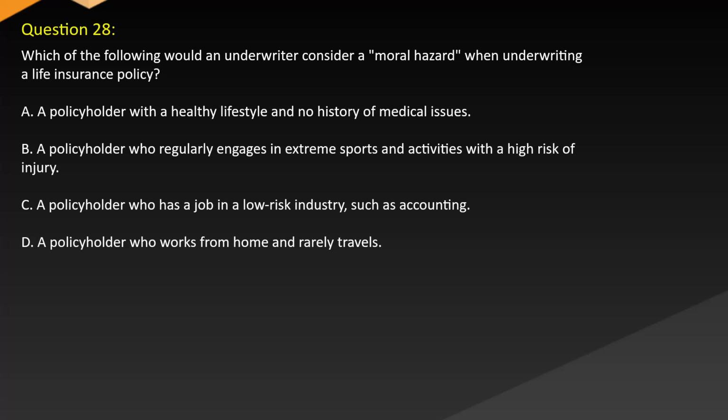Question 28. Which of the following would an underwriter consider a moral hazard when underwriting a life insurance policy? A. A policyholder with a healthy lifestyle and no history of medical issues. B. A policyholder who regularly engages in extreme sports and activities with a high risk of injury. C. A policyholder who has a job in a low-risk industry such as accounting. D. A policyholder who works from home and rarely travels.